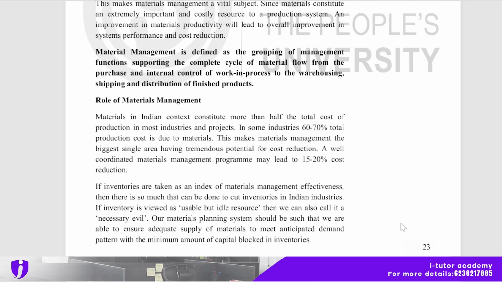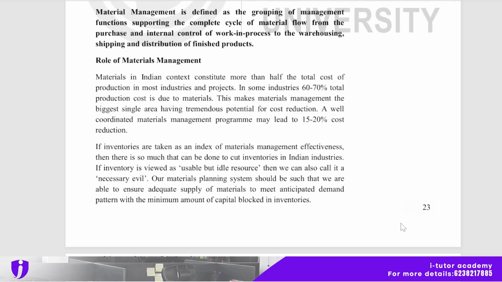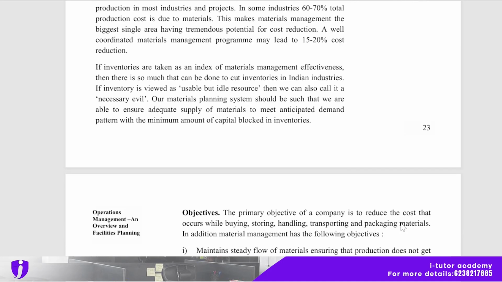Role of material management: materials in the Indian context constitute more than half the total cost of production in most industries and projects. In some industries, 60 to 70% of total production cost is due to materials. This makes material management the biggest single area having tremendous potential for cost reduction. A well coordinated materials management program may lead to 15 to 20% cost reduction.